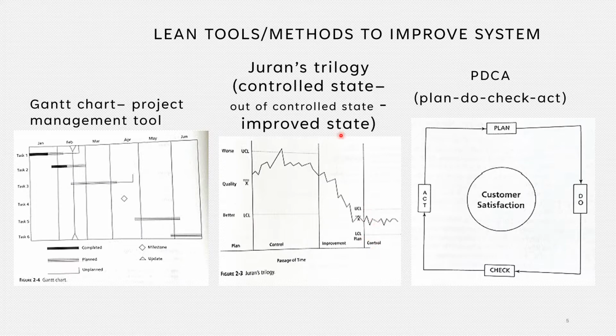And these are the limits. Since we're controlling, you always have a standard that you want your process to be in, and you have your standard deviations, okay? Another one is PDCA. P for plan, D for do, C for check, and A for act, okay?